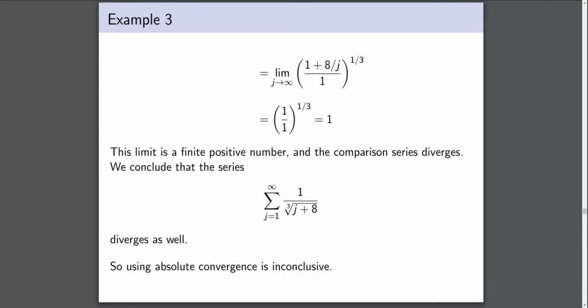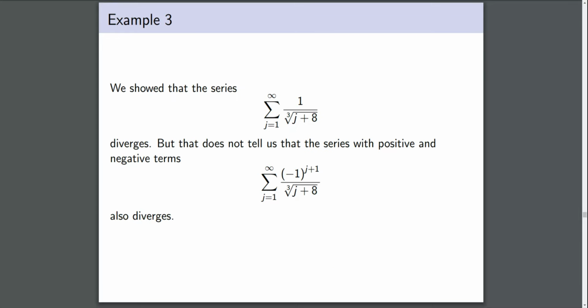Now this means that our absolute convergence test is inconclusive. What do I mean by that? Okay, well, on our last step, we showed that this series of positive terms, 1 over the cube root of j plus 8, diverges. But remember, that was just one step in analyzing a series with positive and negative terms. Just because the absolute value series diverges does not mean that our original series diverges. That's not what the test of absolute convergence tells us. It only tells us something if we get a convergent series when we take the absolute values.